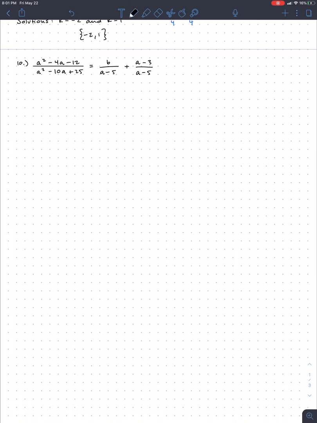So I'm going to subtract this term and this term. And I'm going to rewrite this as a squared minus 4a minus 12 over, and actually, this a squared minus 10a plus 45 factors into a minus 5 and a minus 5. So 6 over a minus 5, remember I'm subtracting that term, minus a plus 3 over a minus 5.